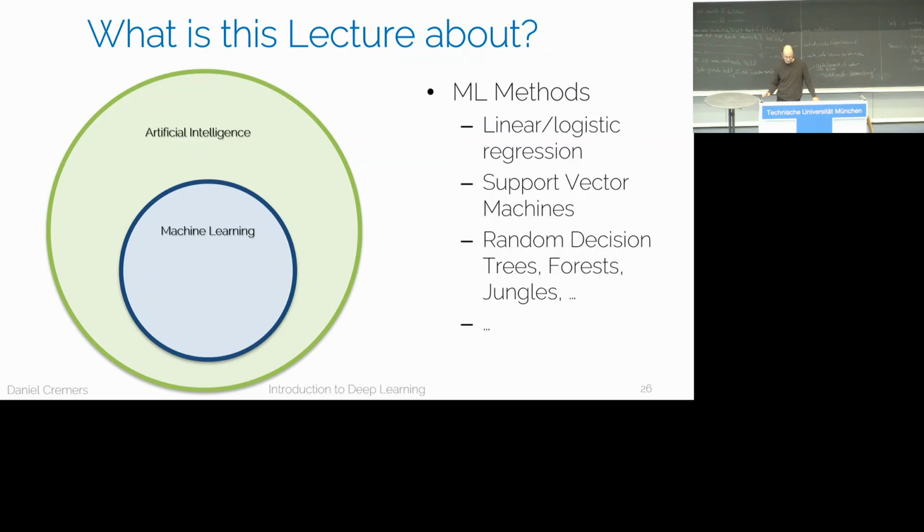And then there is machine learning, and these are techniques for data analysis that have shown to be very powerful. Linear and logistic regression, support vector machines that were hip in the 90s and around 2000, random forests, random decision trees, jungles, etc. So there's a lot of techniques that were developed in the field of statistical data analysis and machine learning over the years. And we'll touch on some of these in this class.